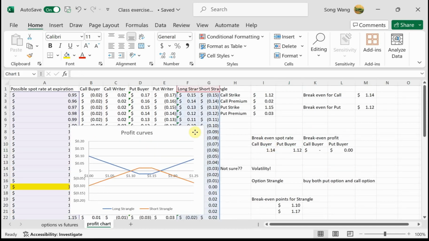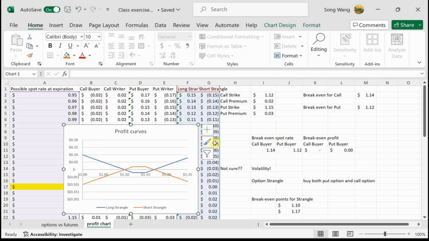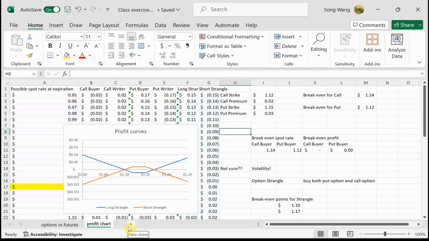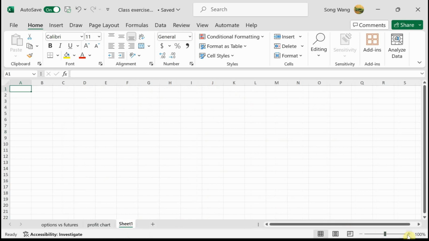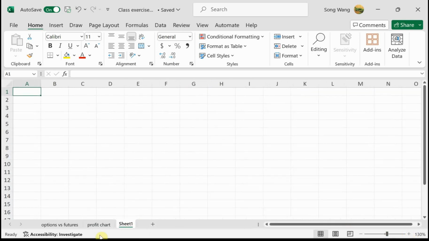Alright, so break-even point is definitely going to be tested in your final. And for the rest of this exercise, you will need to follow the textbook, in particular chapter 14. So you will need to create another spreadsheet and name it call and put parity.